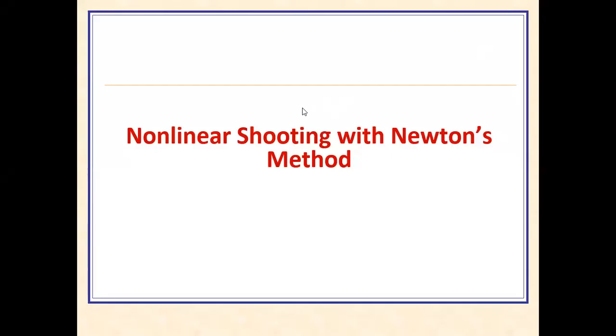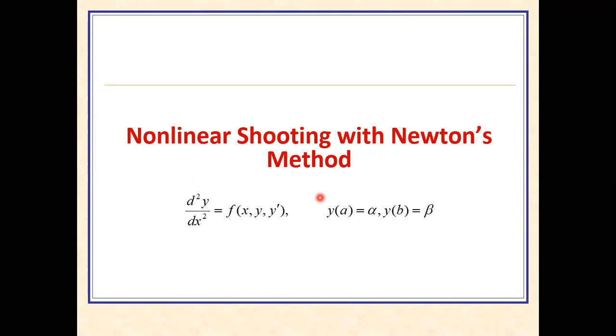This illustration is about nonlinear shooting with Newton's method. That is the method which is required for solving two-point boundary value problems, and that can also be extended to higher order problems. And in this illustration, we will go through the Microsoft Excel sheet calculations only for the Newton's method inclusion to the nonlinear shooting.